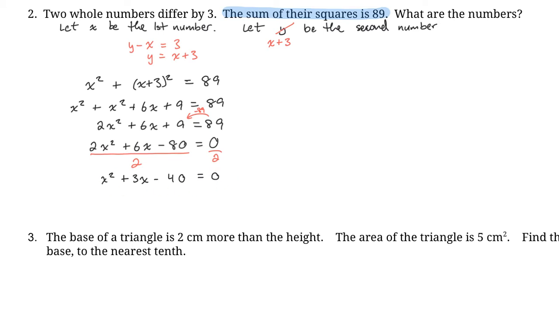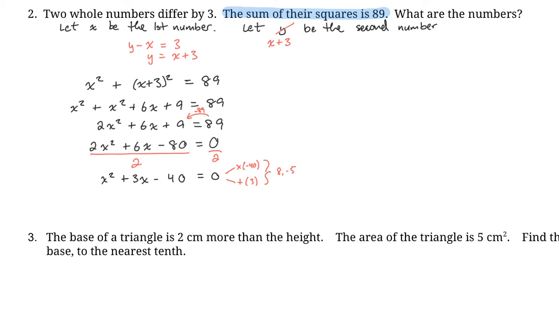Now let's try to factor this. Our coefficient in front of the x squared is just 1, so we could use sum and product. So we're going to find two numbers that multiply to give us negative 40. But when we add those same two numbers, we're going to get a positive 3. So our two numbers are 8 and negative 5.